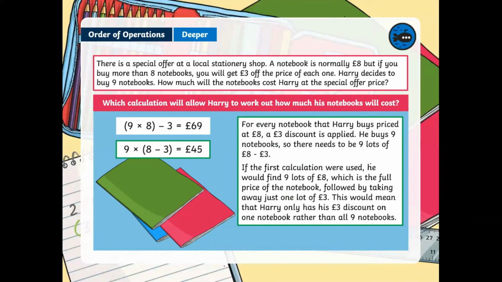This would mean that Harry only has his €3 discount on 1 notebook rather than all 9 notebooks. So let's just look at the 2 blocks again. The first one is he's buying 9 notebooks for the price of €8. But in the first white block, you can see that they only subtract 3 once. It's only subtracted once, and so you only get a €3 discount, but you're supposed to get a €3 discount on every notebook that you buy if you buy more than 8 notebooks.